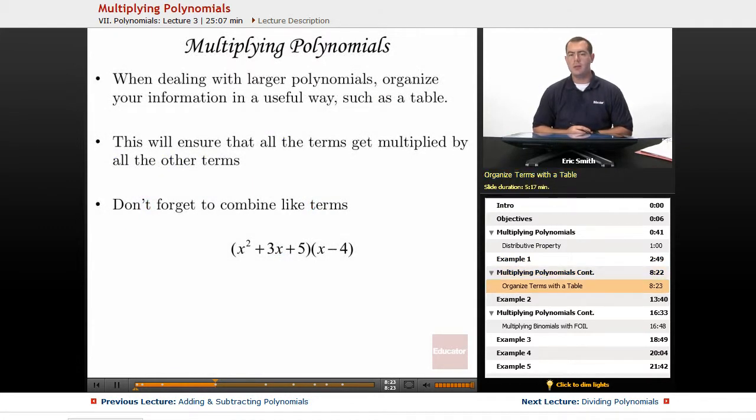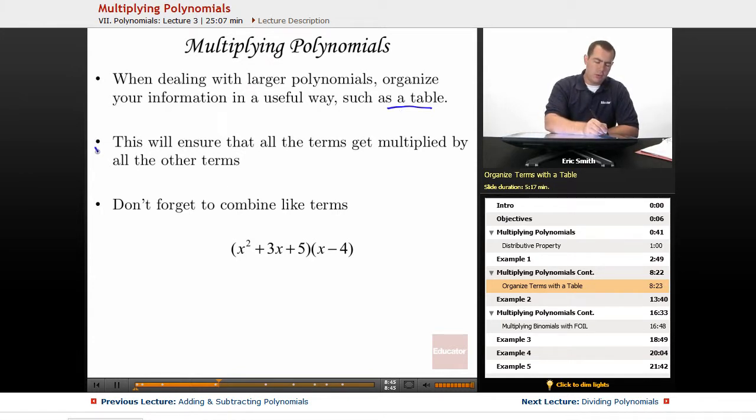Now, one way we can deal with much larger polynomials and keep track of all of those terms that multiply together is to really try and organize all of those terms in a useful way. And I'm going to show you 2 techniques that you can use to organize all of that information. One of them will be using a table, and another one will look like more standard multiplication where you stack one on top of the other.